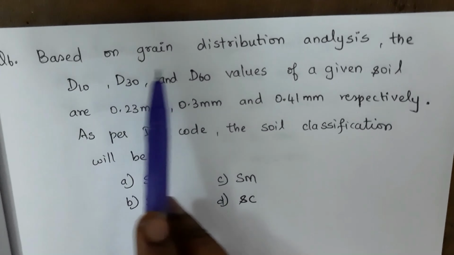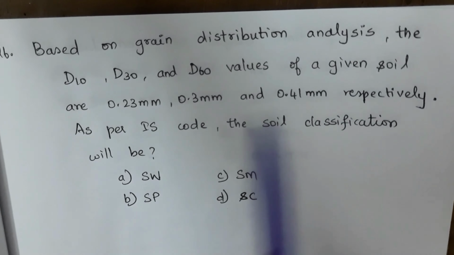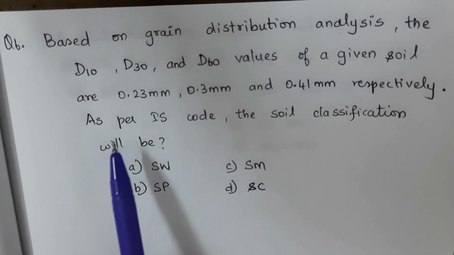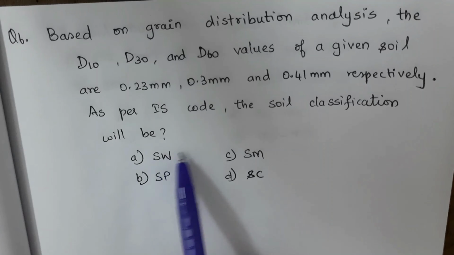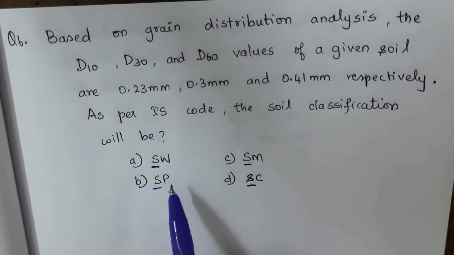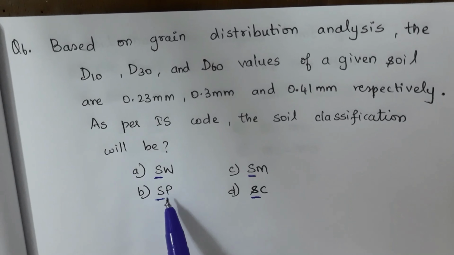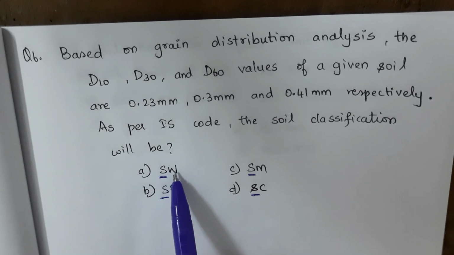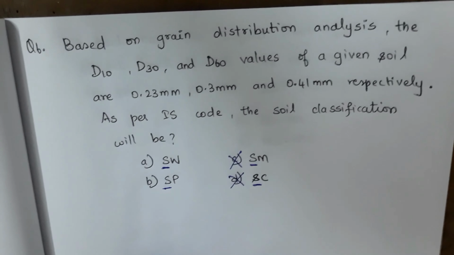Question 6. Based on grain distribution analysis, the D10, D30, D60 values of a given soil are 0.23 mm, 0.3 mm and 0.41 mm respectively. As per IS code, the soil classification will be. So here already they have classified it as sand. As we can see, every option has S in it. So now we have to find whether it is containing silt or clay, or whether it is well graded or poorly graded. But with the given data of D10, D30, D60, we can classify it as well graded or poorly graded. So for that reason, we will neglect these two options.